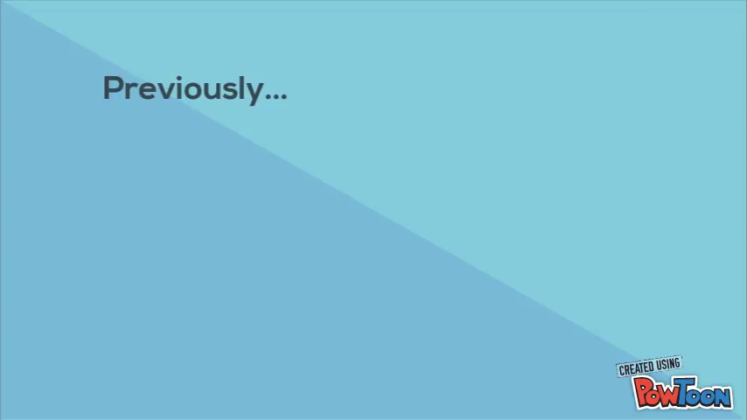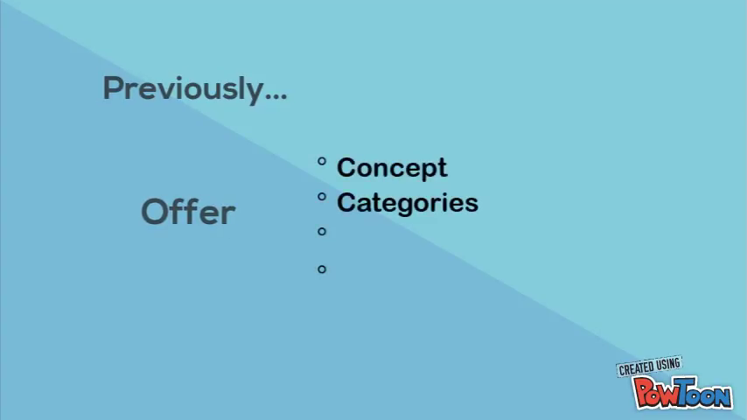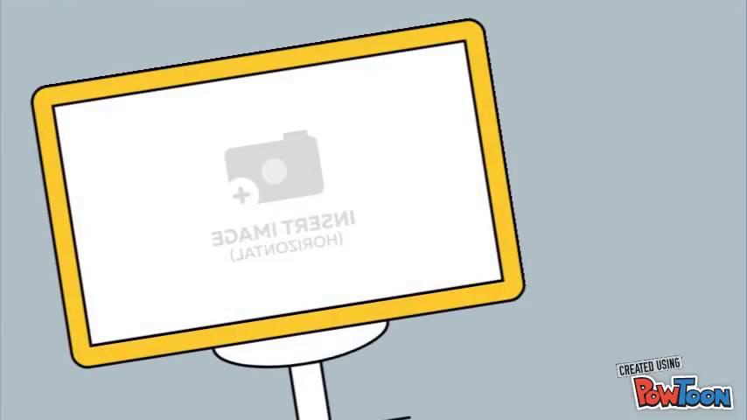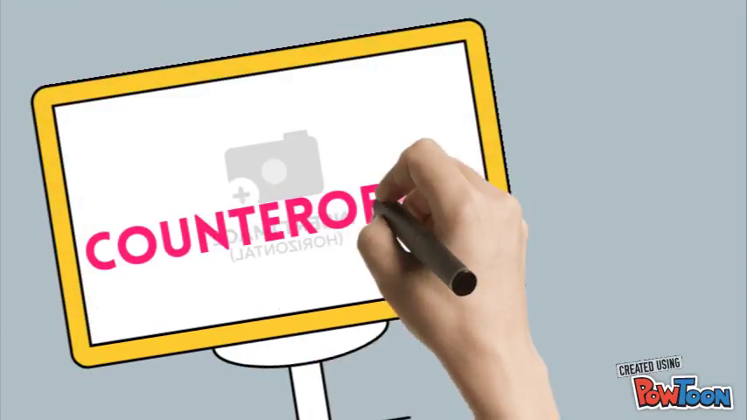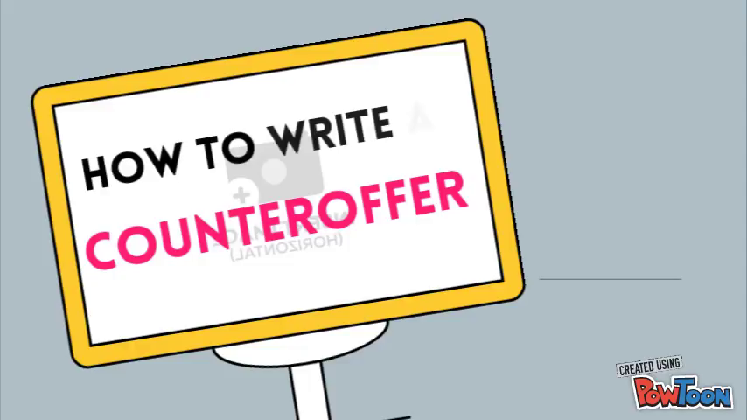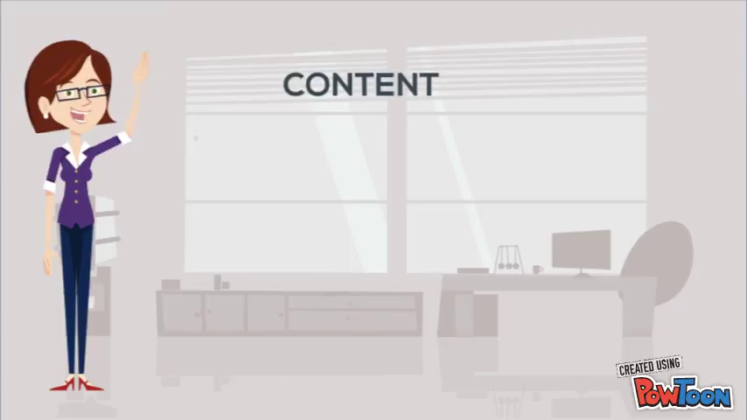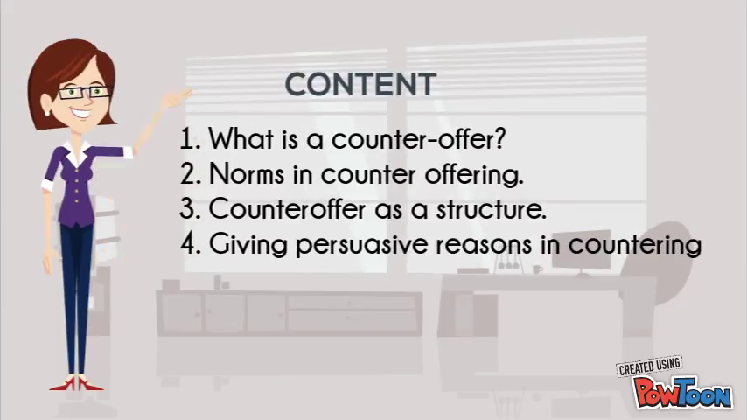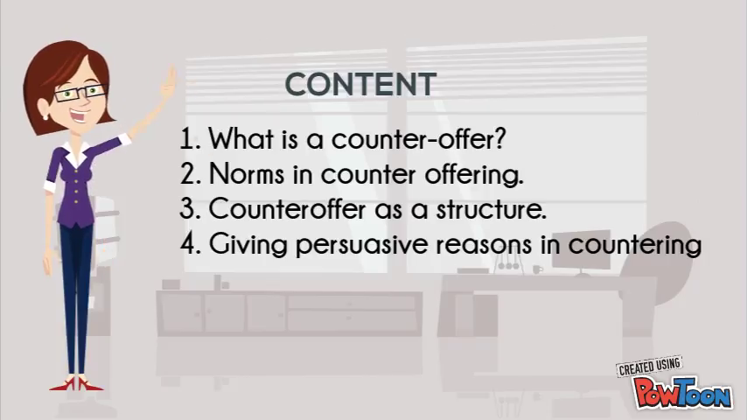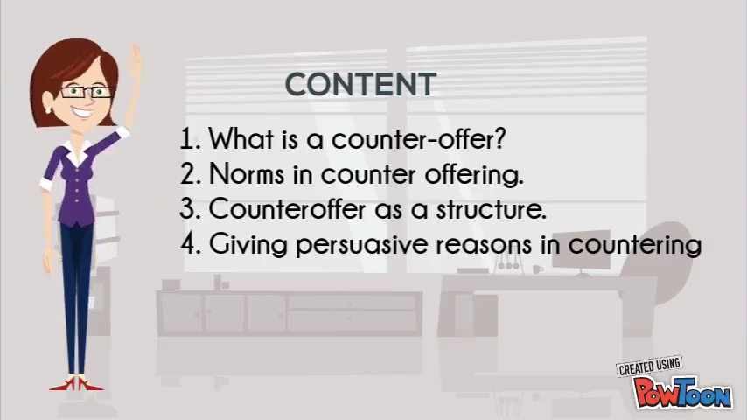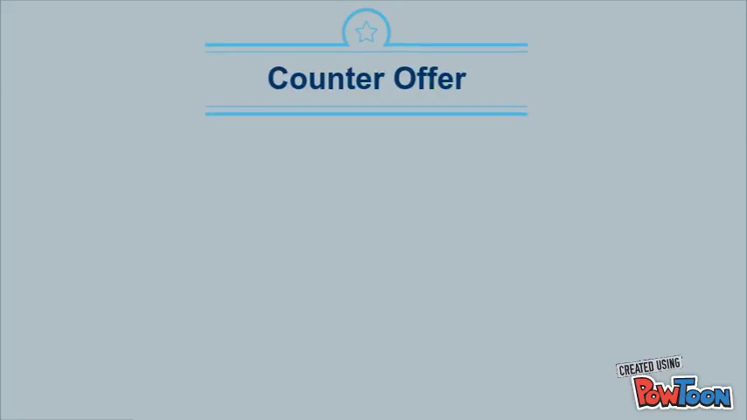In the previous lecture, we got to know what an offer was and how an offer letter happened. The preceding new business document we meet today is counter-offer letter. We are going through the following parts to help you recognize it and learn to write it. Look here, the definition, norms, structure, and the rational reasons of a typical counter-offer in the order as you see on the board. Now we explore the counter-offer.